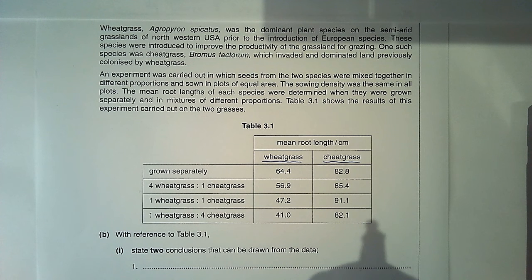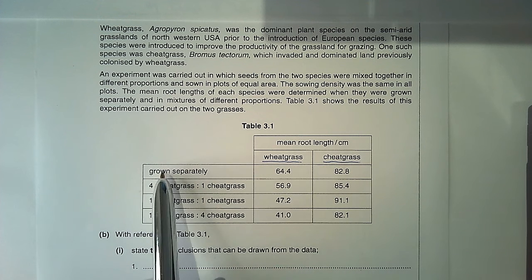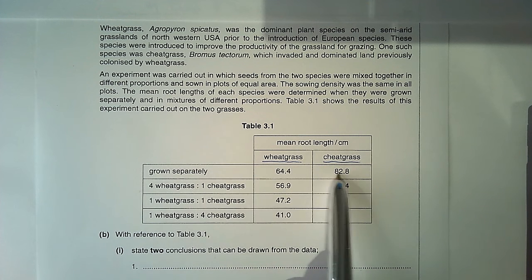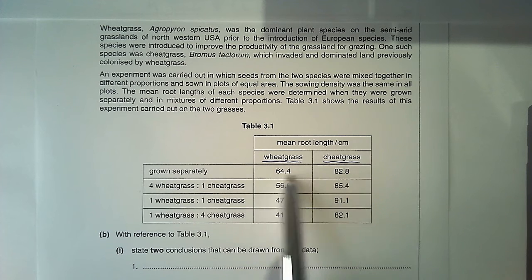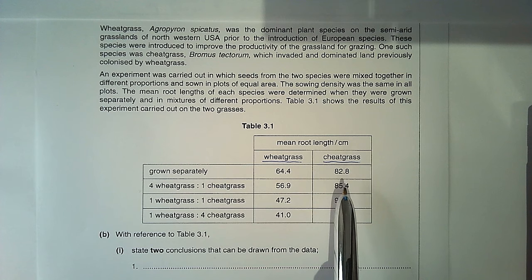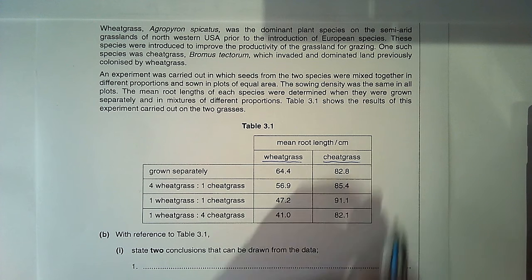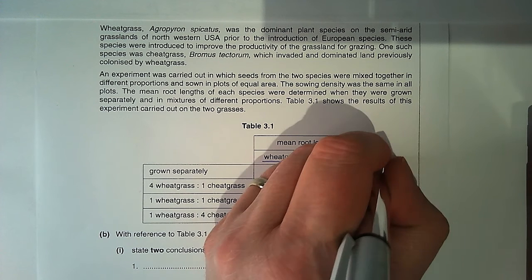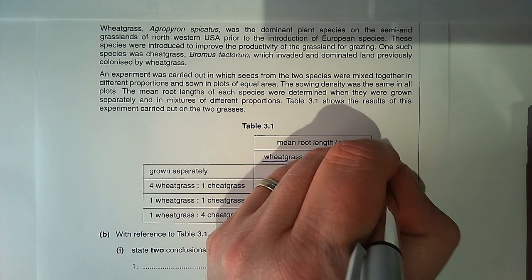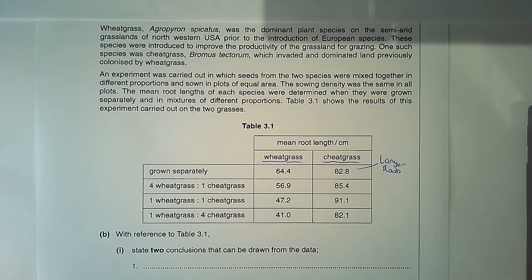So if we look at this data then, first of all, if we look at the wheatgrass and cheatgrass root length when they're grown separately, the average root length of cheatgrass is much higher than wheatgrass. So cheatgrass has longer roots when grown separately.